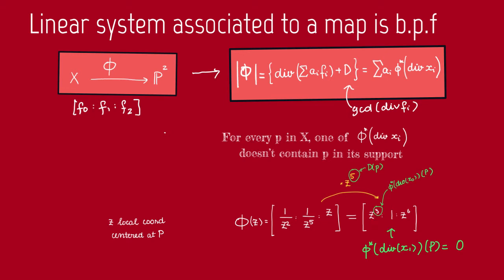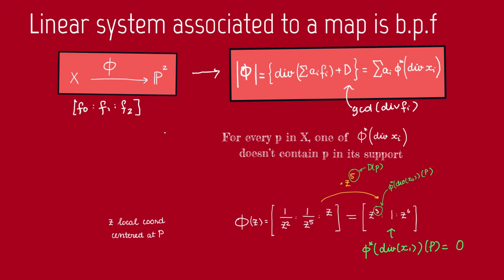First, of course, we want none of these to have a pole at P, so the order of vanishing of each of these coefficients at P has to be greater than or equal to 0. But we don't want all of them to vanish at P, otherwise we'll get the point 0, 0, 0, which is not a point of the projective space. So at least one of them must have order of vanishing at P equal to 0.